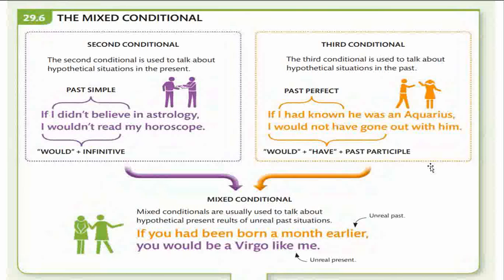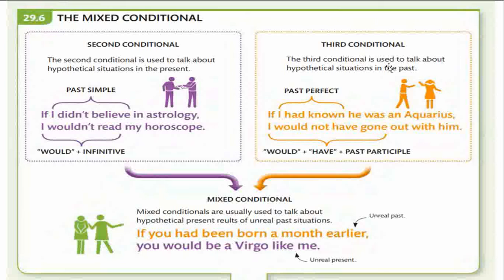Then we have the mixed conditionals, where you have the second and the third conditionals combined to form the mixed conditional. How is that possible? The second conditional is used to talk about a hypothetical situation in the present. If I didn't believe in astrology, this is present, I wouldn't have read my horoscope. That means in the present condition, if you did not believe it, you wouldn't read it.